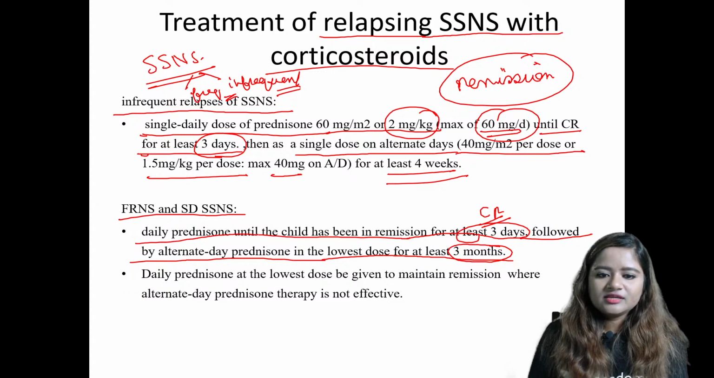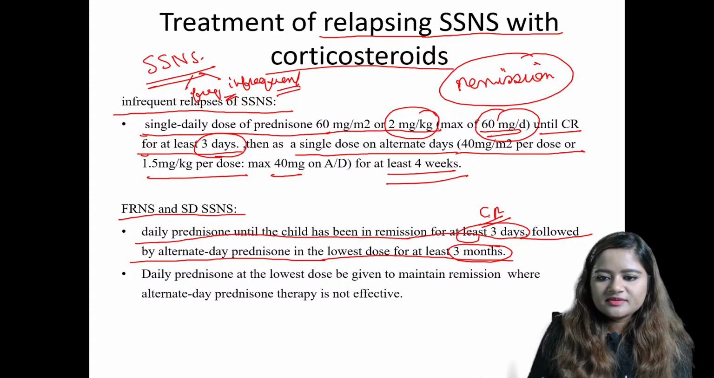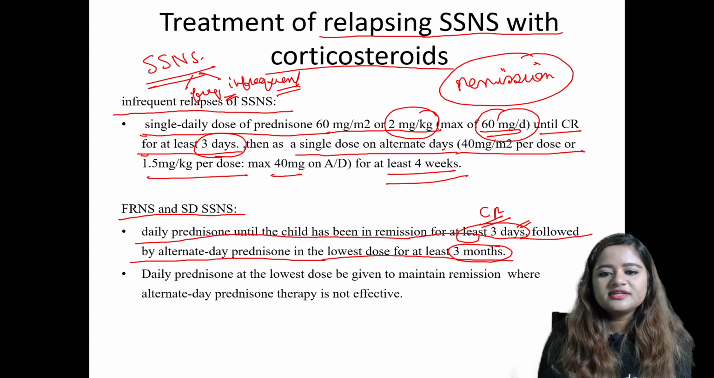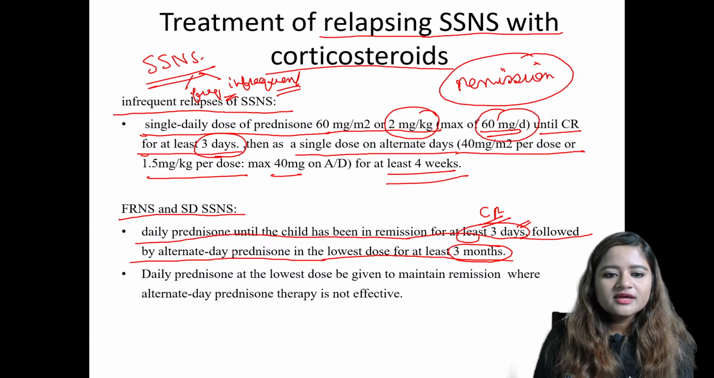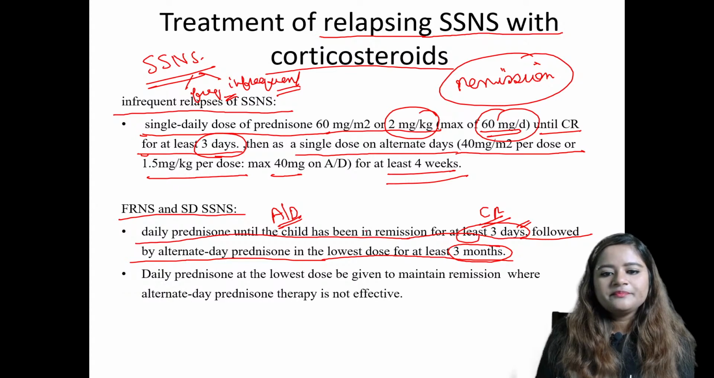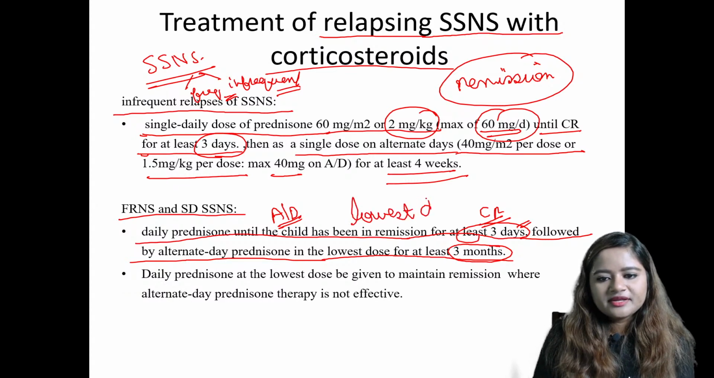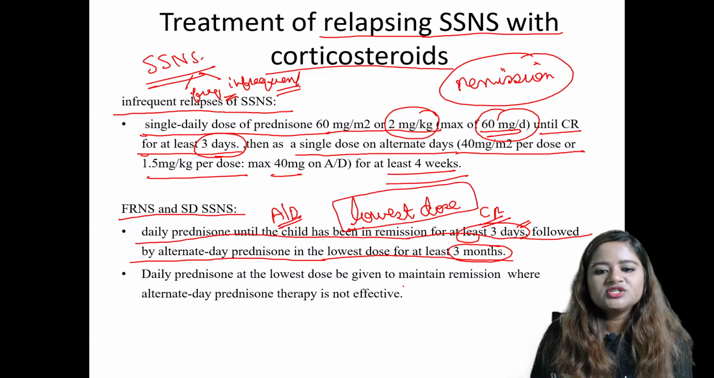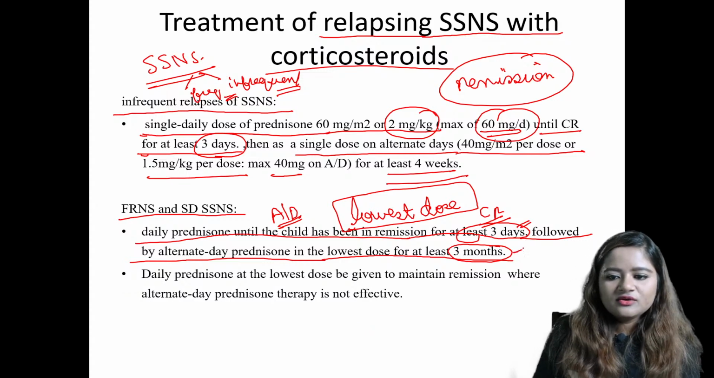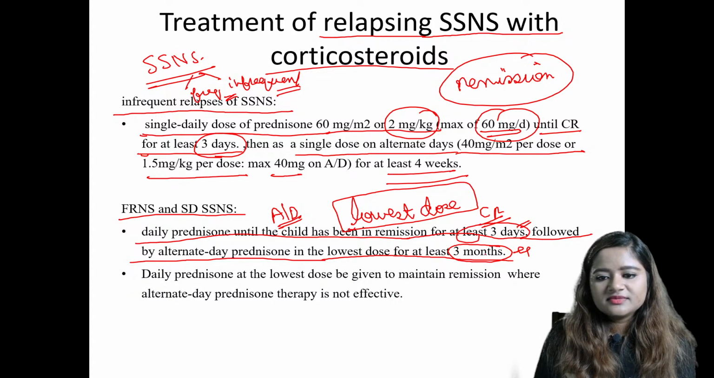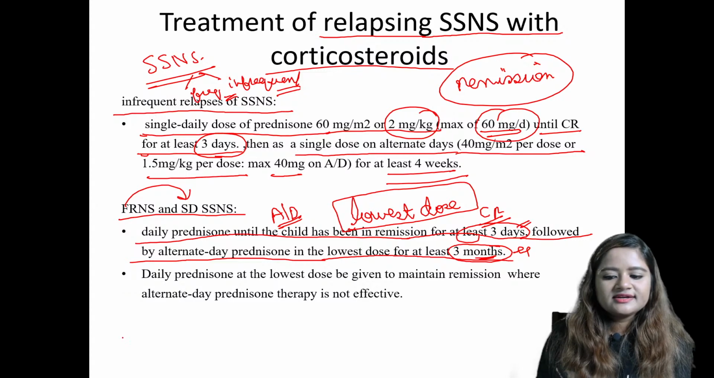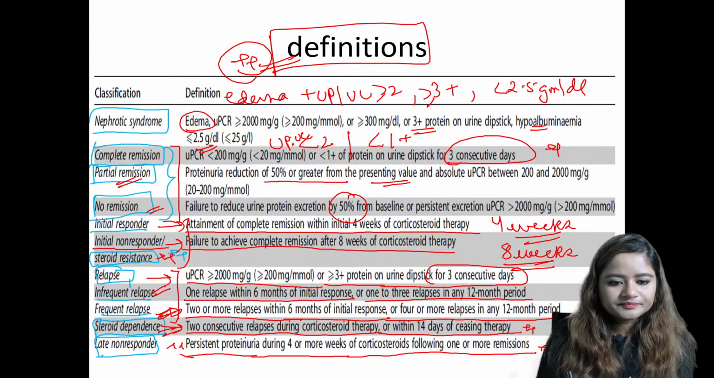You have to again start with the daily prednisolone dose till the child attains complete remission for 3 days. Now, because it is frequent relapsing, that means the child is steroid dependent. You cannot taper and stop the steroid. What you have to do for frequent relapsing is shift the child on alternate day steroid therapy with the lowest possible dose. As you taper, as long as the remission continues, you have to decide the lowest dose at which the child is able to maintain a remission phase. That dose you have to continue for a longer duration, approximately 3 months, so that the child does not go into relapse again, because frequent relapsing means that the child is dependent on the steroid, like we have discussed for frequent relapsing and steroid dependency.